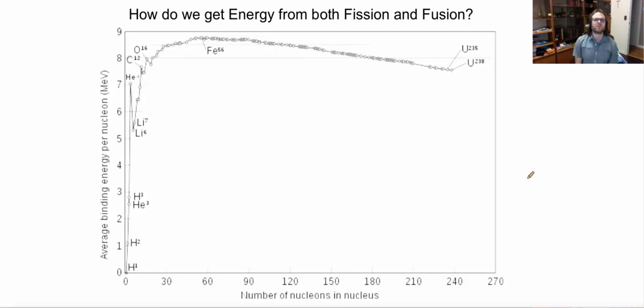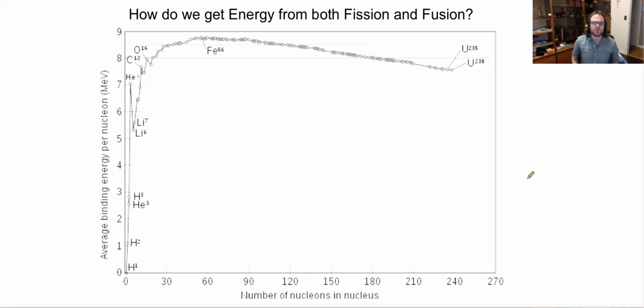Now, some of you might be thinking, how is it possible that for some atoms, when we combine them, we have a mass defect, while with other atoms, when we separate them and split them up in fission, we also have a mass defect? So for some atoms, we get energy from combining, while for others, we get energy from separating. Well, this graph will help us understand that.